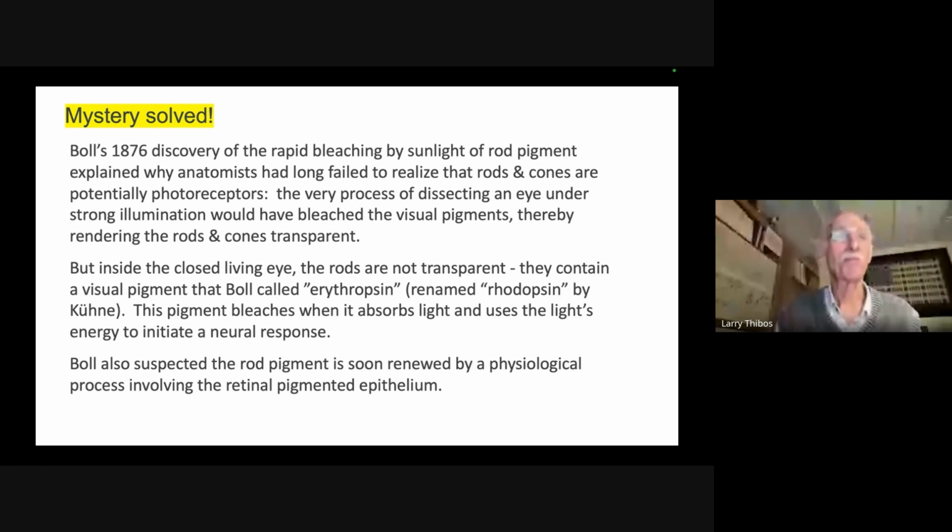But inside the closed living eye, said Boll, the rods aren't transparent. They contain a visual pigment, which he called erythropsin. That is impossible to pronounce. Fortunately, his contemporary Kühne renamed it rhodopsin, and this pigment was found to bleach when it absorbs light, and the bleaching process uses the energy of the light to initiate a neural response.